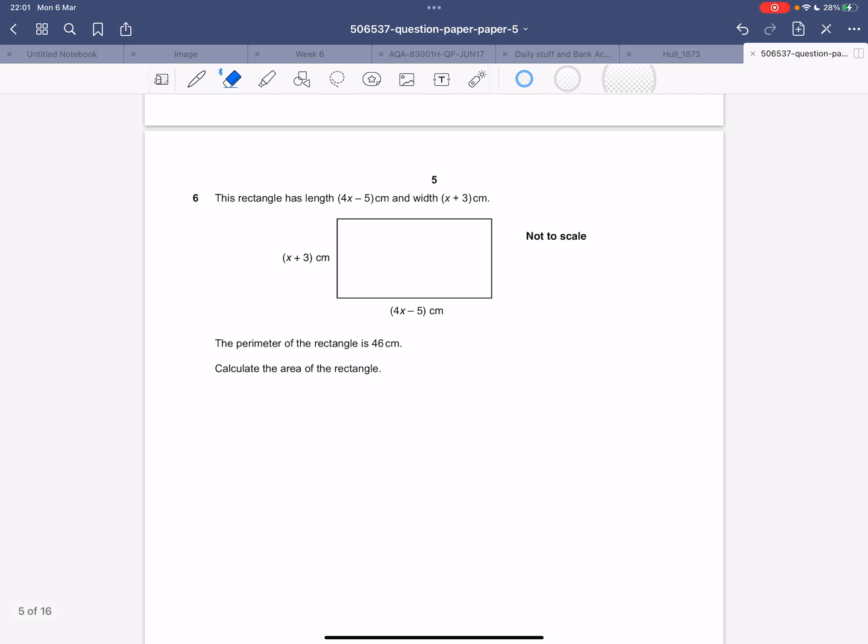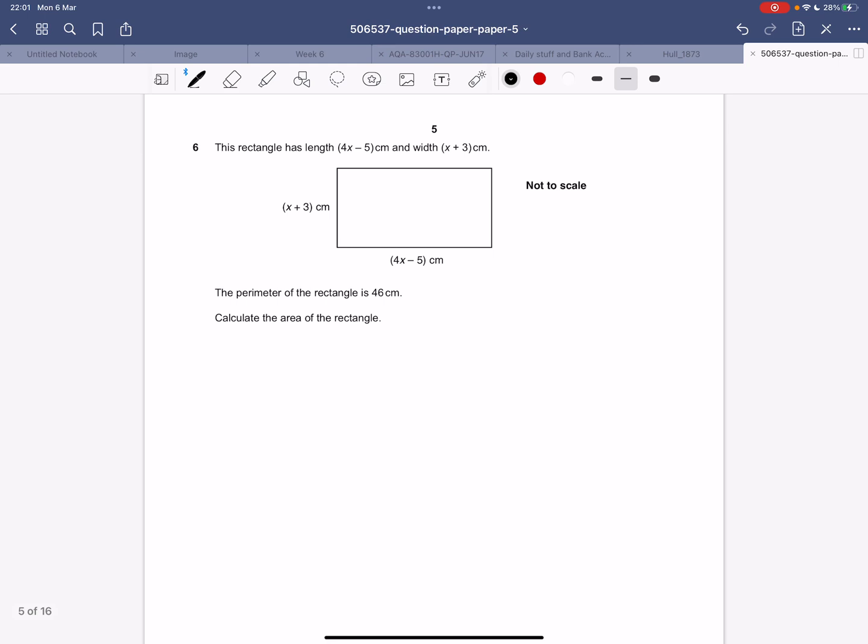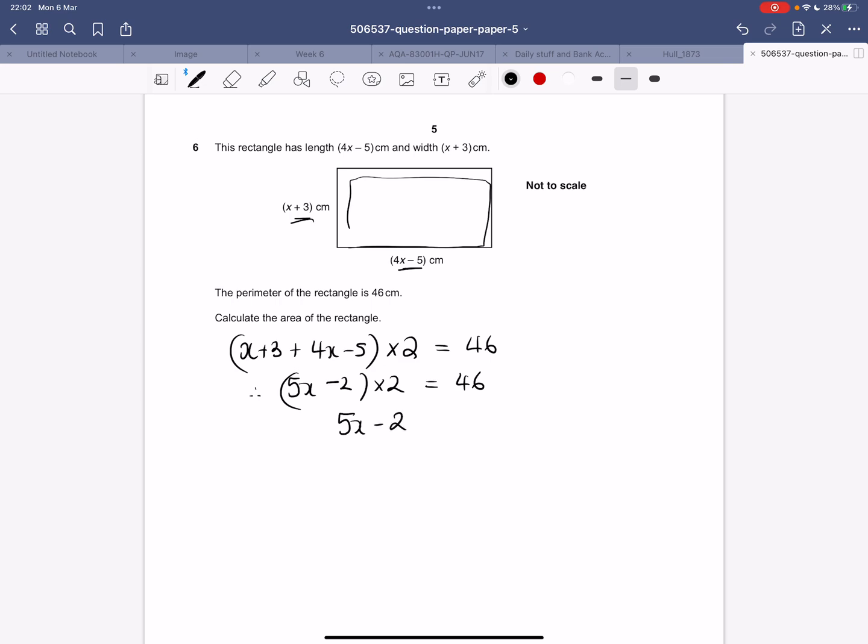Right, this rectangle has length 4x minus 5, width x plus 3. The perimeter of the rectangle is 46. Calculate the area. So for the perimeter, we've got x plus 3 plus 4x minus 5, and all that times 2, because the perimeter is the distance all the way around the outside. So we've got 2 of those, and that makes 46. So therefore, 5x minus 2 times 2 is 46. So 5x minus 2 is 23. 5x is 25. So x is 5.